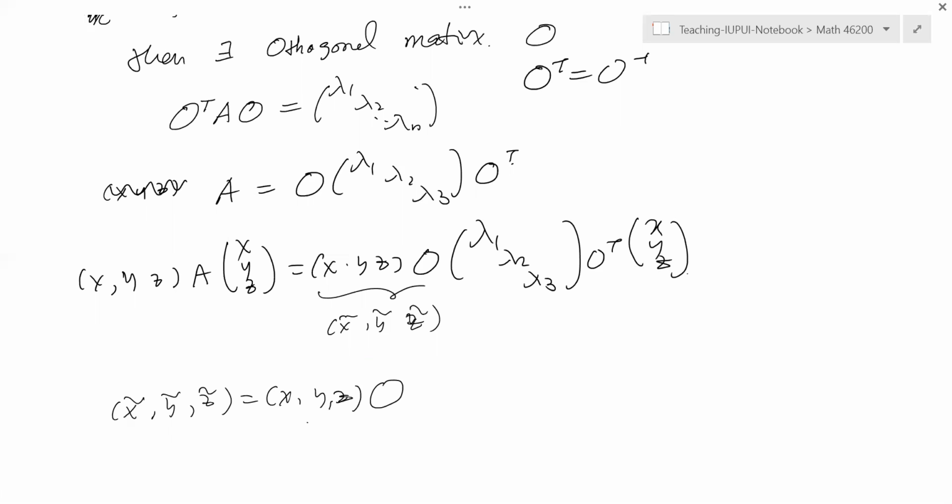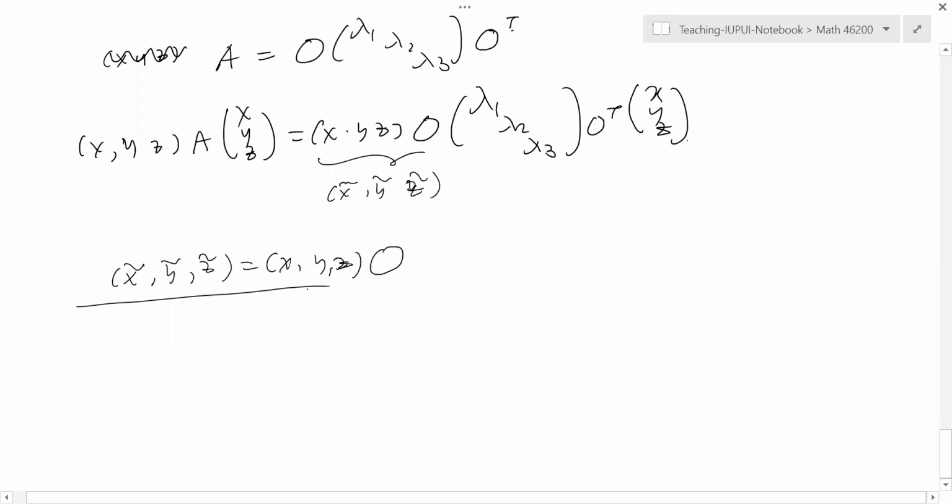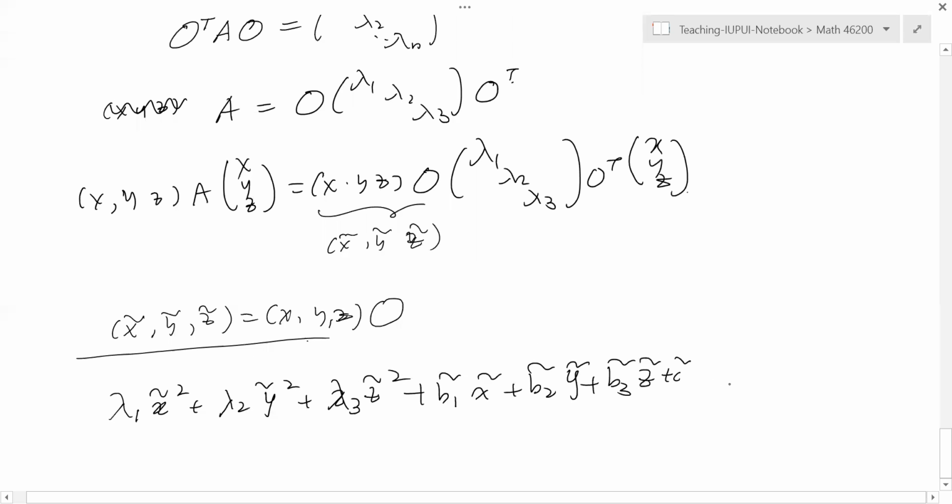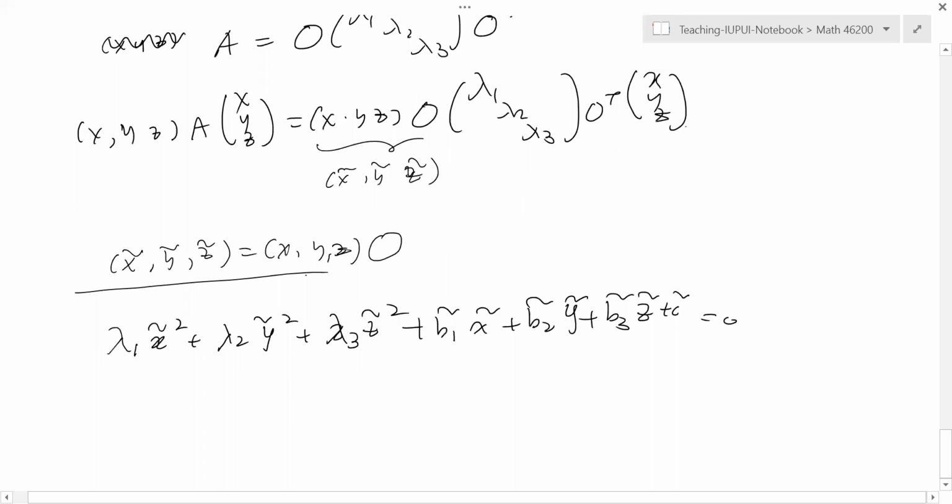All right, so that is guaranteed. Now we have λ1 x², λ2 y², λ3 z², plus b1 x, b2 y, b3 z, plus c equals 0. Now, are we able to get rid of the linear term? We have a 2x here. As long as λ1 or λ2 is not 0, then you can get rid of the linear term. How do we do that?